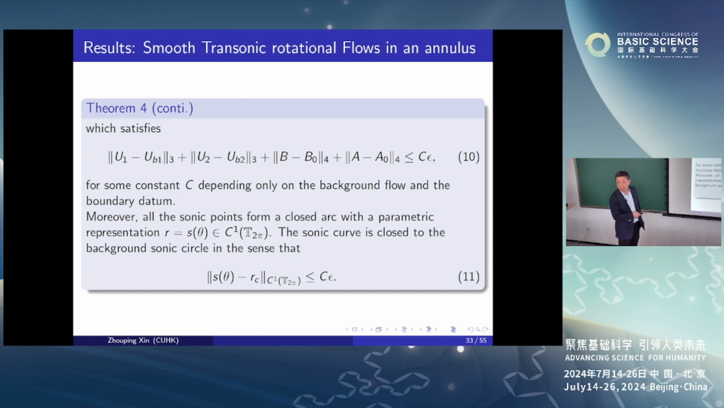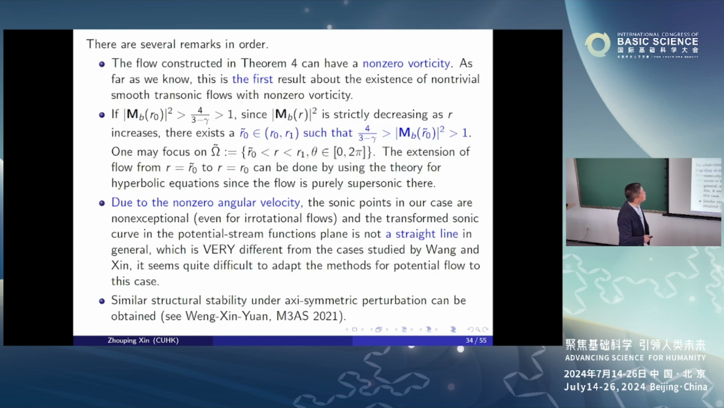a smooth C1 curve such that the C1 curve is very close to the sonic line of our background flow in the C1 norm, such that the flow on the left of this curve is subsonic, becomes sonic on this curve, and it becomes supersonic on the right of this curve. So this flow has non-zero vorticity, and this is the first result on the existence of non-trivial smooth transonic flow with non-zero vorticity, the spiral flow. And also this condition on the Mach number actually is not important. It's on the background.